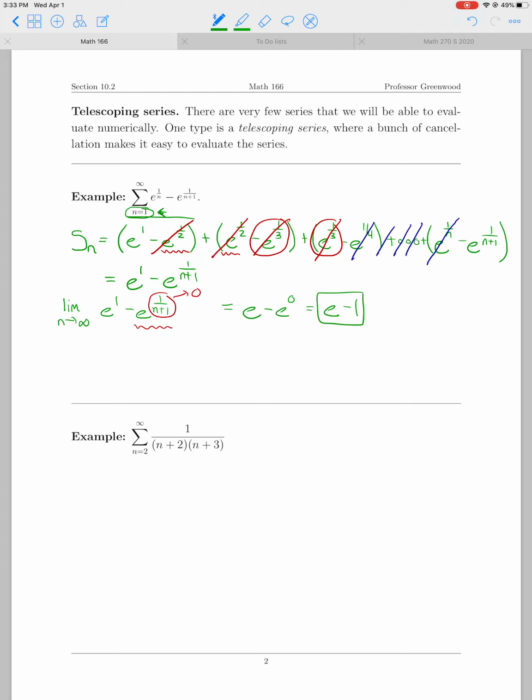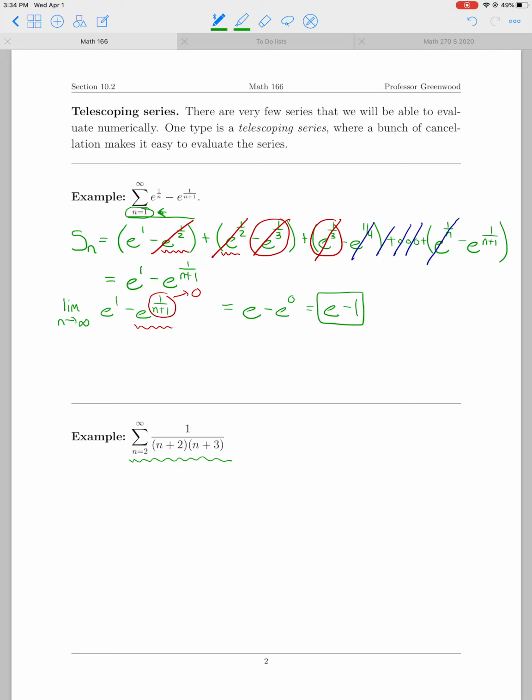All right, now let's look at this next problem right here, where we have the sum from n equals 2 to infinity of 1 over n plus 2 times n plus 3. And so this one will end up being telescoping as well. There will be a lot of cancellation, but it doesn't look like it at first, because in the previous example, we saw that there was cancellation because there was a minus sign between terms, but this series doesn't have any negative signs, and so it might be hard to see that there should be any cancellation.